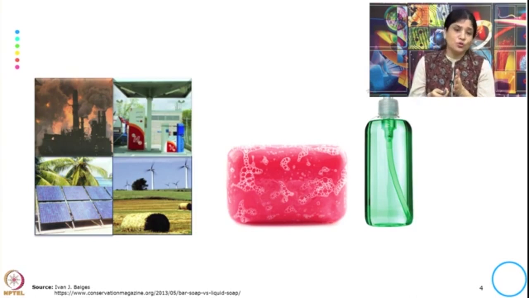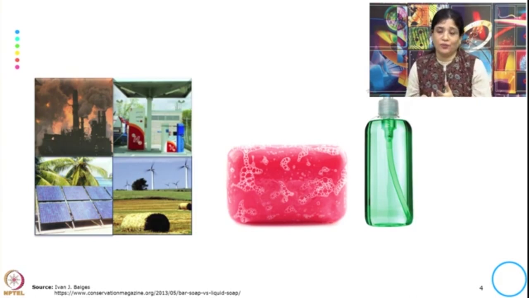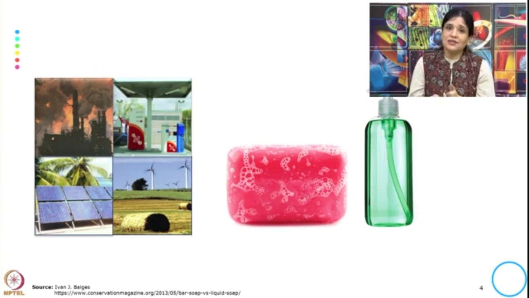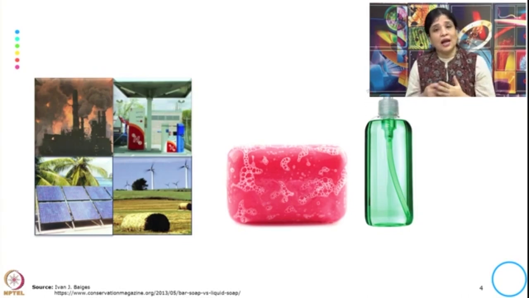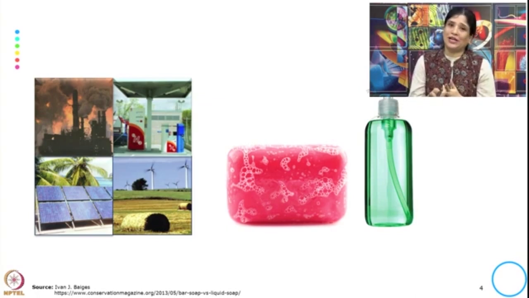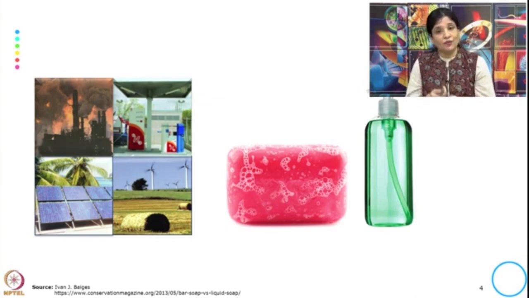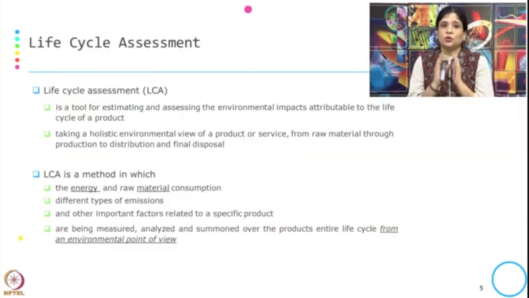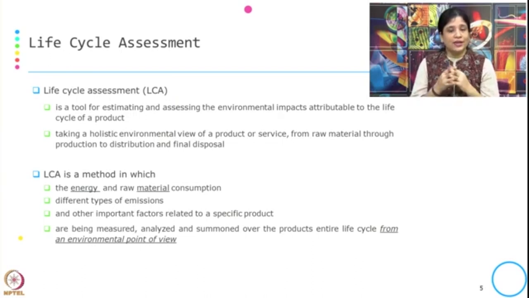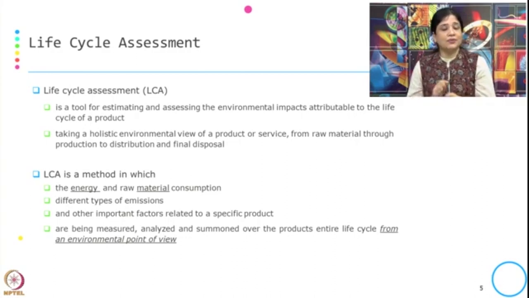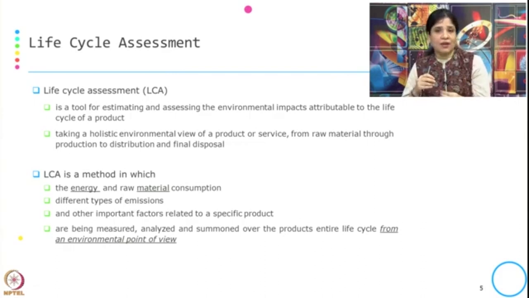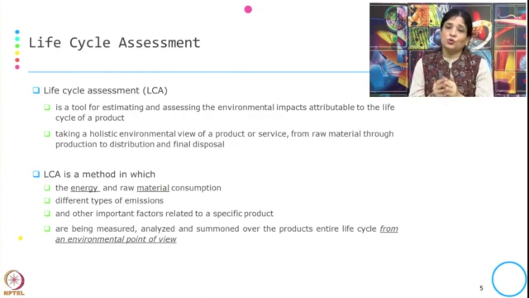The tool we use to understand the environmental impact of a product is life cycle analysis, and in this class we are going to understand what life cycle analysis is and how it is used to quantify the environmental impact associated with a product. Life cycle assessment is a tool for estimating and assessing the environmental impacts attributable to the life cycle of a product. So in your entire product life cycle, how much is the environmental impact? This we can get through the life cycle assessment tool.